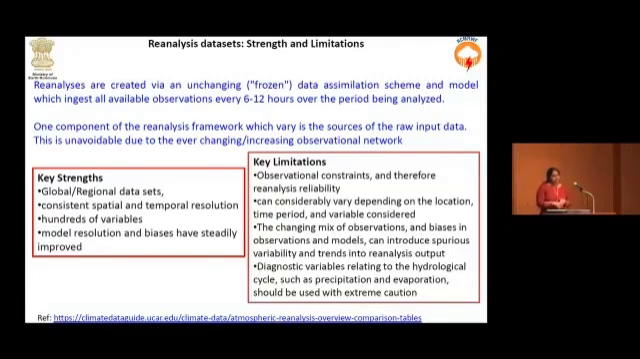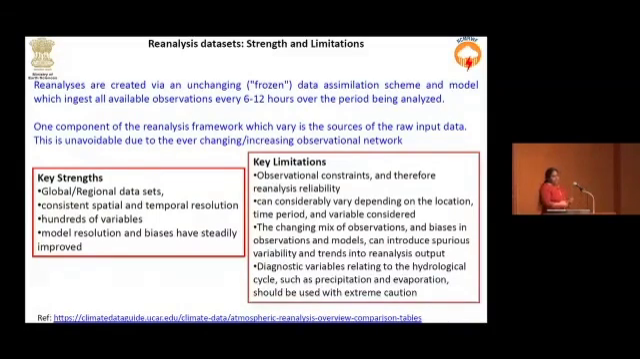But one important component of the reanalysis framework is the varying source of raw input data. This is unavoidable due to the ever-increasing observational network. So we are continuously assimilating new observation systems in the reanalysis. This is the one changing thing in the reanalysis. Otherwise, we are freezing the data assimilation and the modeling system in the reanalysis.